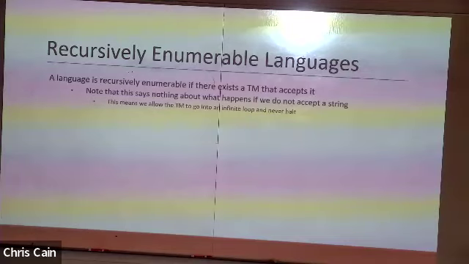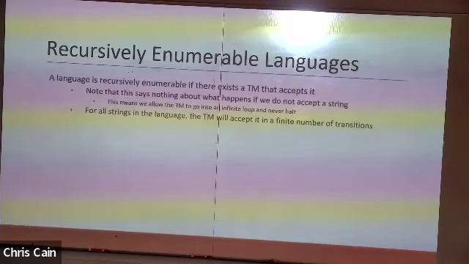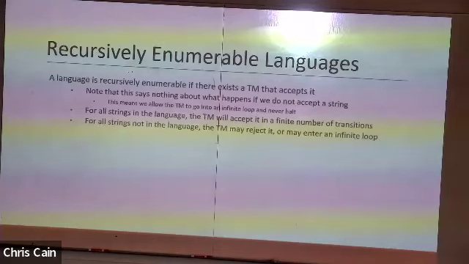And the class of that language is recursively enumerable. So this is defined to say for every string that is in the language, the Turing machine will be able to determine that it is in the language in a finite number of transitions. For anything not in the language, the Turing machine may reject or it may enter an infinite loop. We don't know. Note that this means that something like the membership algorithm doesn't exist for this class of language.